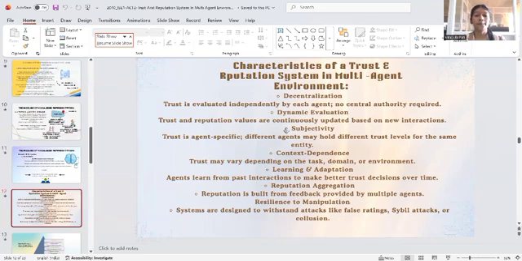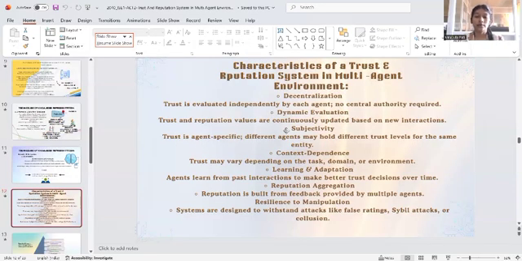First one is decentralization. In that characteristic, trust is evaluated independently by each agent, no central authority required. Second one is dynamic evaluation. In that characteristic, trust and reputation values are continuously updated based on new interactions. Third one is subjective. In that characteristic, trust is agent specific. Different agents may hold different trust levels for the same entity.